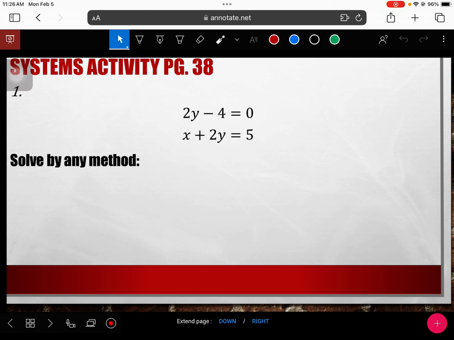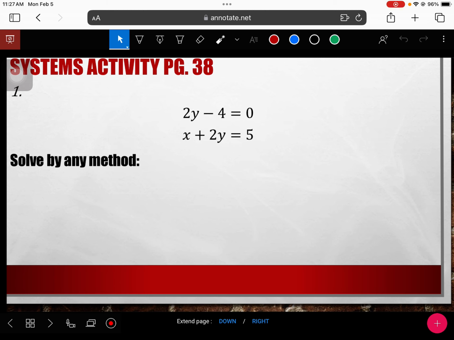Systems activity, page 38. Problem number 1 says 2y minus 4 equals 0, x plus 2y equals 5. What are the 3 methods that we have talked about that we can solve equations by when you're talking about a system of equations? One method would be graphing, good. Substitution, and what's the other one I just said not too long ago? Elimination or linear combination. Yes, those are the 3 methods. So number 1 says solve by the any method.